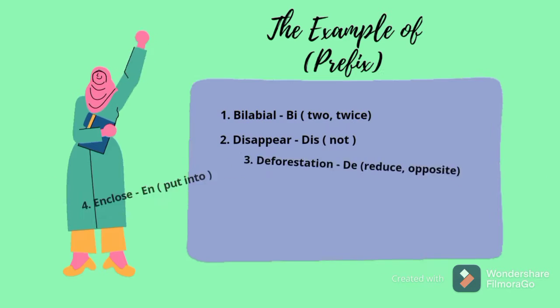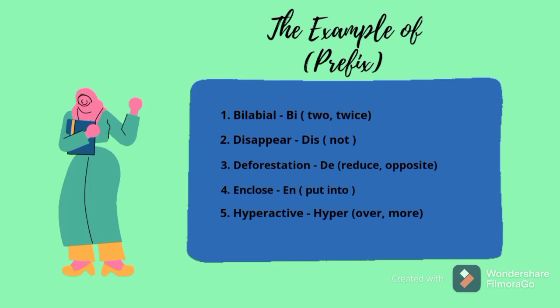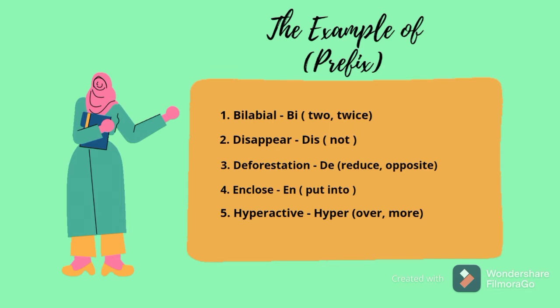This is about examples of the prefix. Number one is bilabial. The prefix is bi, the meaning two or twice. This is a letter at the beginning of a word. And then another example is disappear. The prefix is dis, the meaning not. And then deforestation. The prefix is de, the meaning reduce or opposite.